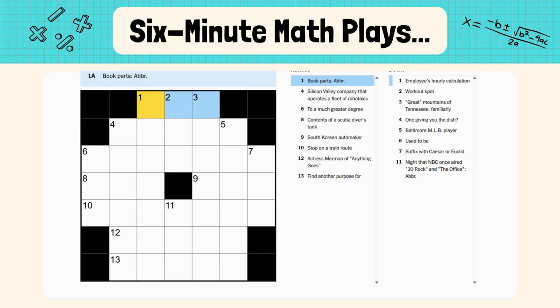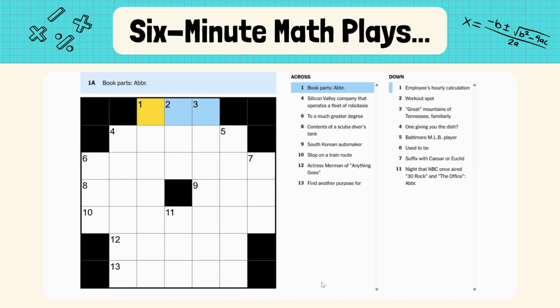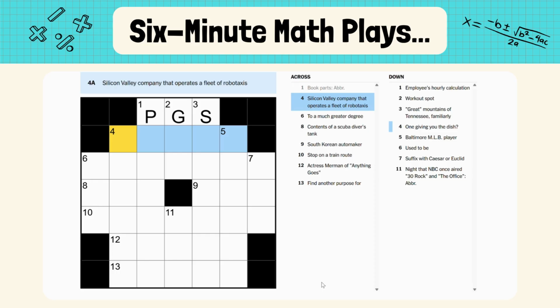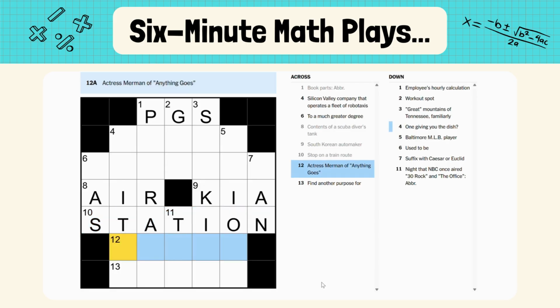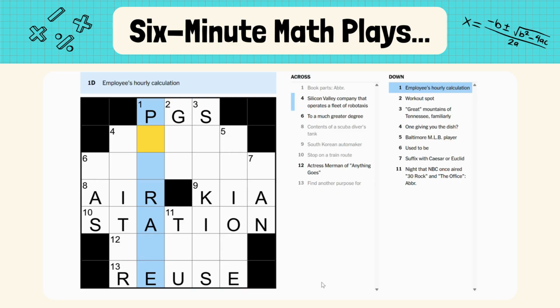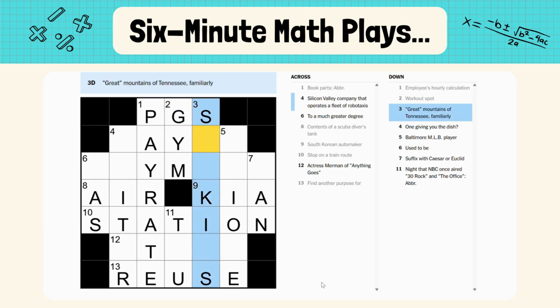So we have book part abbreviation. That is Pages. Silicon Valley company that operates a fleet of robo-taxis. I don't know. To a much greater degree. Contents of a scuba diver's tank is air. South Korean automaker is Kia. Stop on a train route, I think is station. Actress Merman of Anything Goes, I don't know. Find another purpose for would be reuse. Employees hourly calculation. Let's say that's pay rate. Workout spot is a gym.